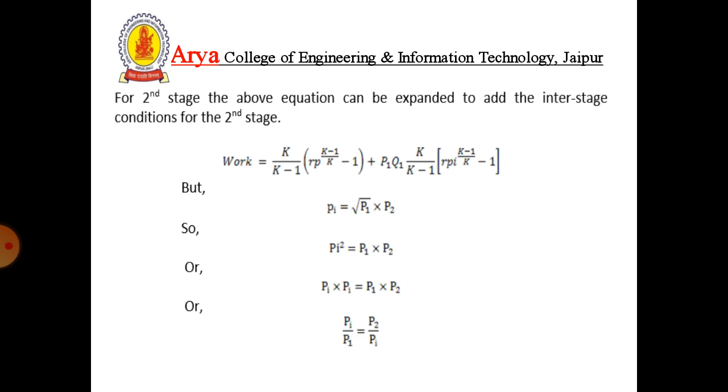For the second stage, the above equation can be expanded to add the inter-stage condition for the second stage. The subscript i is added to the second set of terms to reference the second stage inlet. The work equals P1 Q1 K upon K minus 1 Rp to the power K minus 1 upon K plus P1 Q1 K upon K minus 1 Rpi, the inlet, to the power K minus 1 upon K, but Pi equals the root of P1 into P2, or Pi squared equals P1 P2. The Pi upon P1 equals P2 upon Pi.